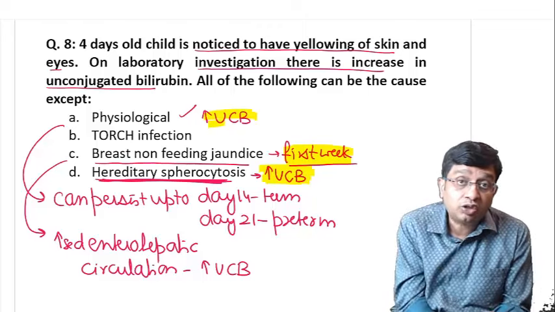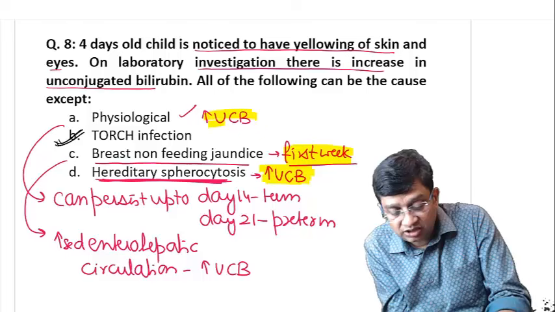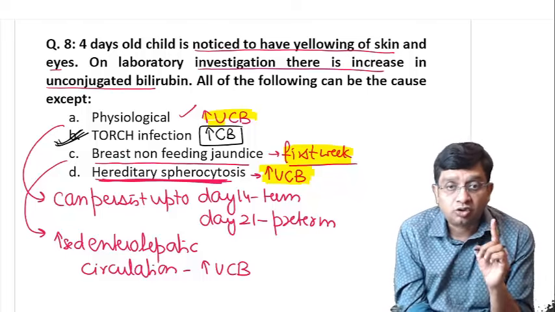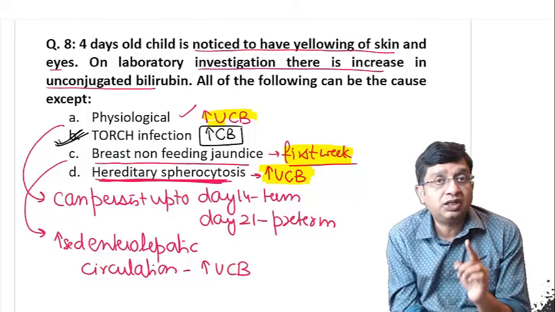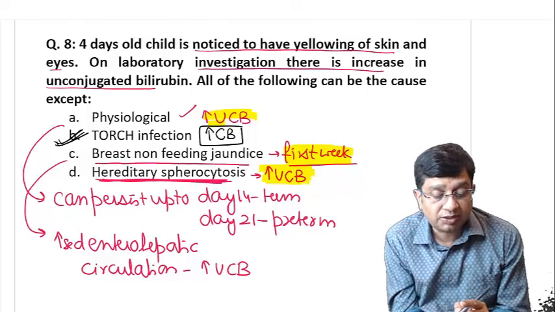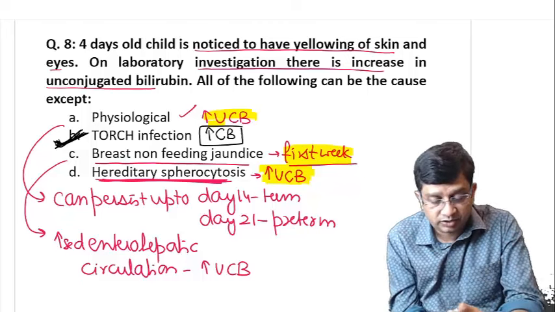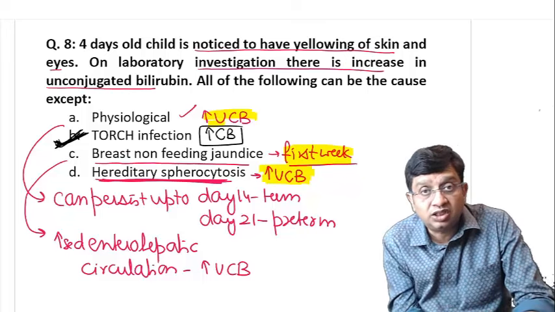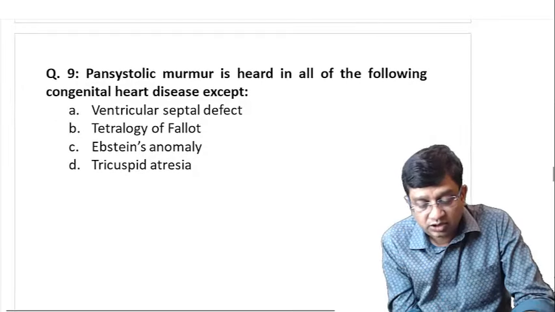But in TORCH infections, always remember there is increase in conjugated bilirubin. TORCH infection and metabolic disorders, maybe galactosemia, tyrosinemia, always remember there is increase in the conjugated bilirubin. Right? So it is a simple question. In all the rest of them there is increase in the unconjugated bilirubin. Moving on to the next one.